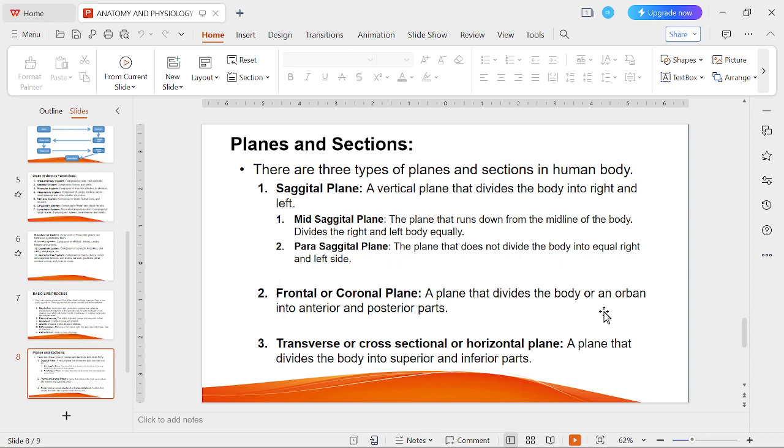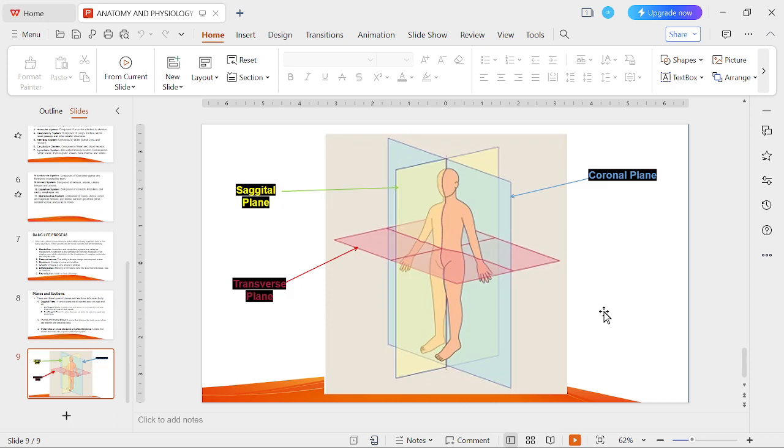Second one is the frontal or coronal plane. It comes from the coronal suture. If you haven't studied about the suture, we would be studying it in the further topics. For now, you just understand what coronal or frontal plane is. It is the plane that divides the body into anterior and posterior portions. Third is the transverse or cross-sectional or horizontal plane. It is a plane that divides the body into superior and inferior parts. So don't get confused a lot. We would be studying it through a diagram.